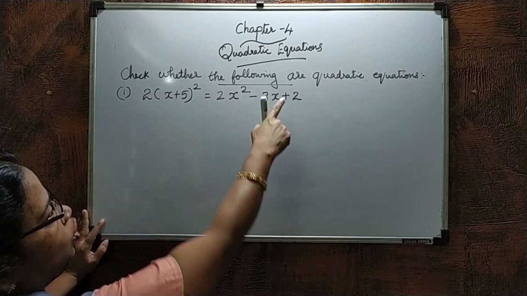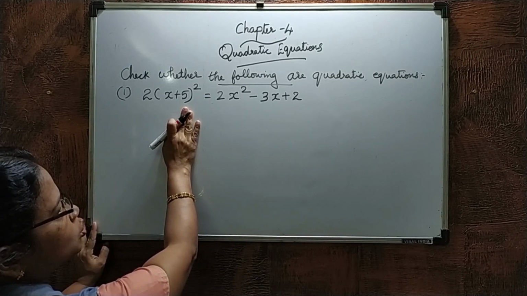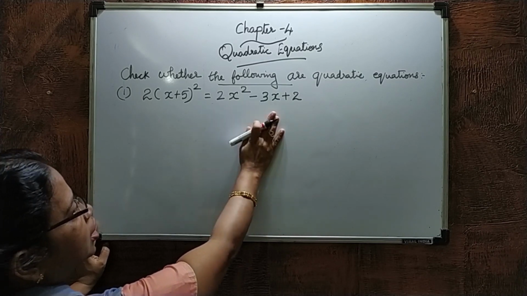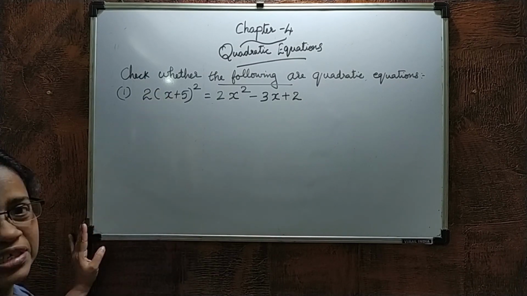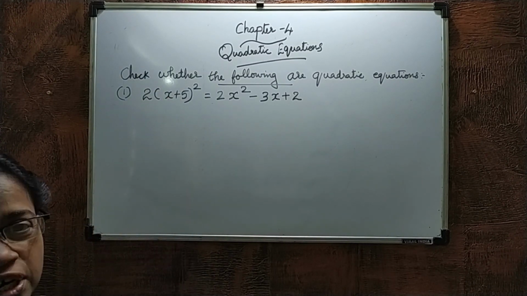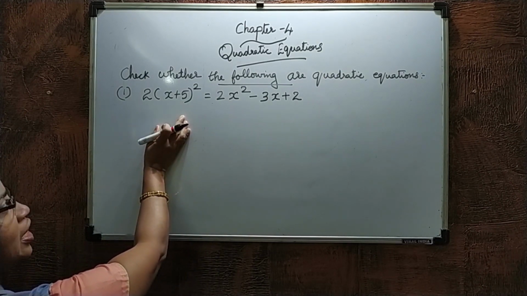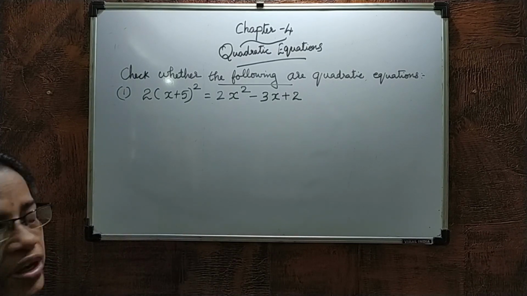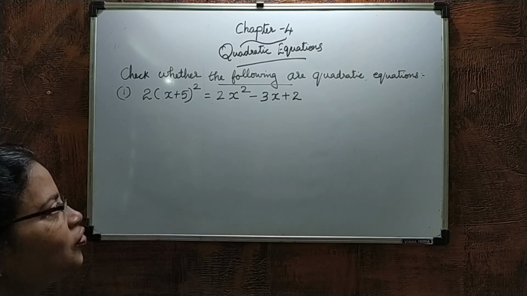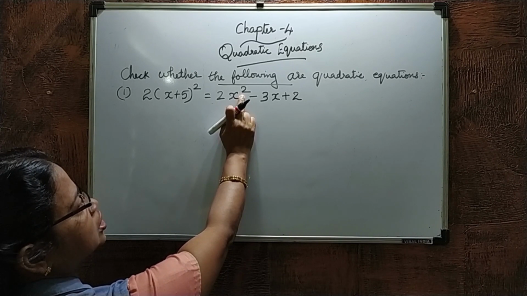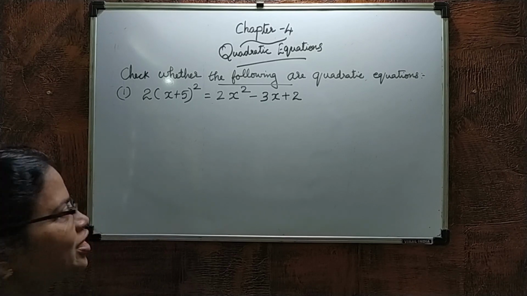This is the first question for you. Check whether the following are quadratic equations. And the question is 2 into (x plus 5) the whole square equals 2x square minus 3x plus 2. Here just look, 2 into bracket is there, and then 2x square minus 3x plus 2. What you have to find out? You have to find out after expanding and after solving, will you get a quadratic equation? That is the question. Here when you expand, you will get the square. Don't assume like that. First you expand.